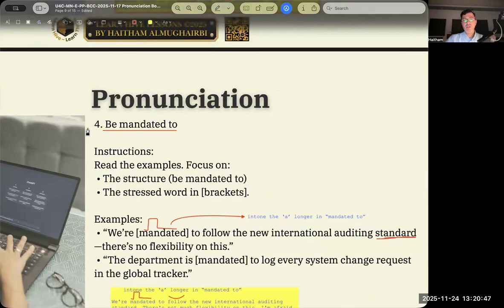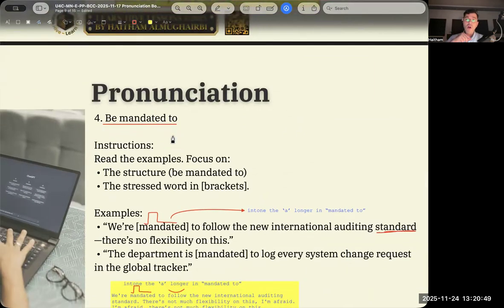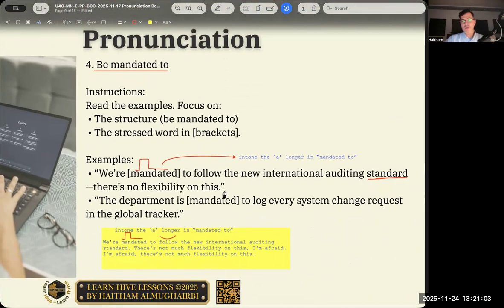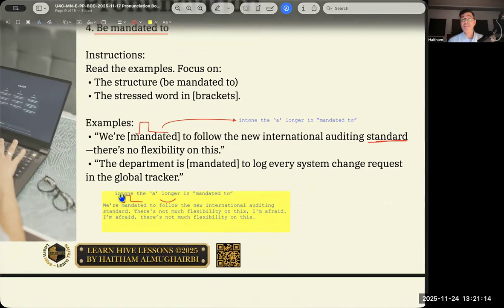The last example we covered today was be mandated to. Remember the A sound, be mandated to. Again, you have the authority to do this. So it's your prerogative. You have the right to do it. We're mandated to follow the new international auditing standard. There's no flexibility on this. I'll talk about the softening language a little bit later, but let's go to the second example. The department is mandated to log every system change request in the global tracker. However, that's not been happening lately. Can we discuss why?